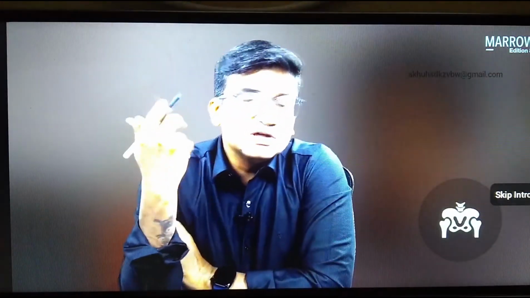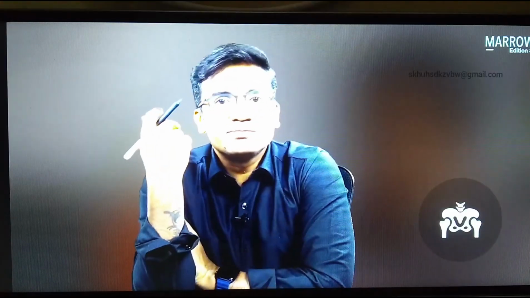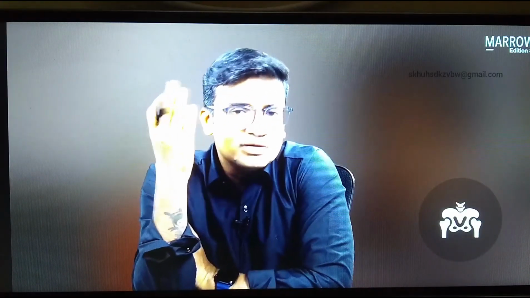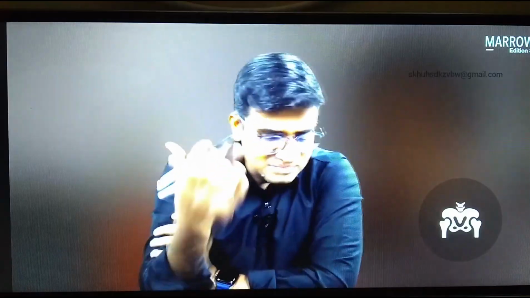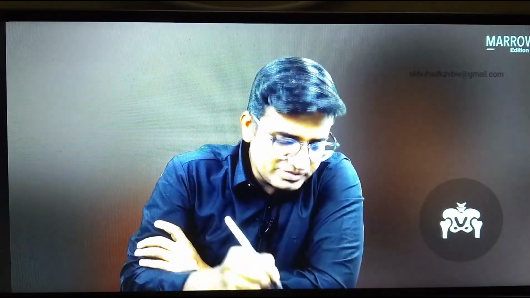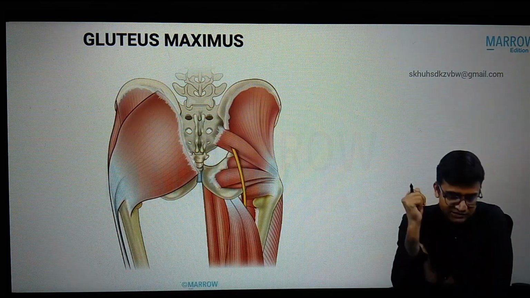So now we're going to start the gluteal region. See, gluteal region is a very important topic for the NEET PG exam. From 2016 up to 2023, in the AIIMS and NEET PG exams, we are getting one question for sure. Every year, 2 times in the AIIMS and NEET PG exams, we are getting one question from this topic. Very simple topic. Now the questions will be mainly from the gluteus muscles only. They are asking the nerve supply and the actions.